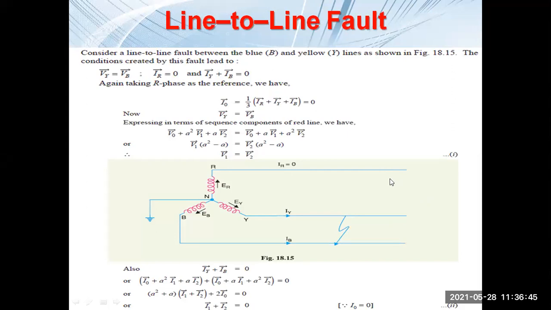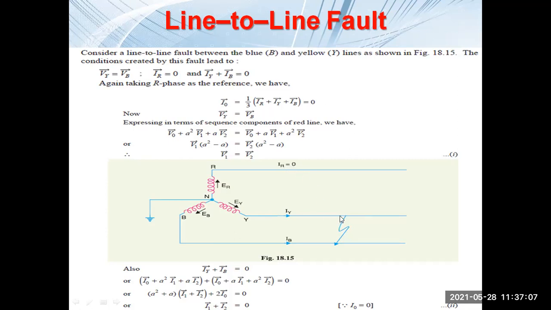Now let us say in this particular figure, this is the R phase, this is Y phase, and this is B phase, and this is the neutral point which is grounded. Now a fault has occurred between Y and B phase. The R phase has no current because it is open circuited. So IR will be equal to 0.